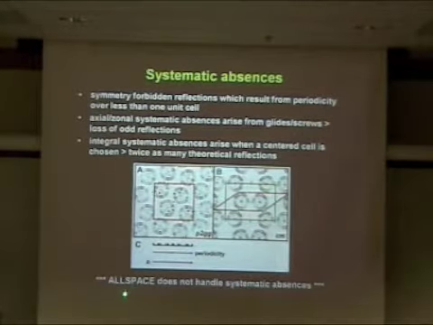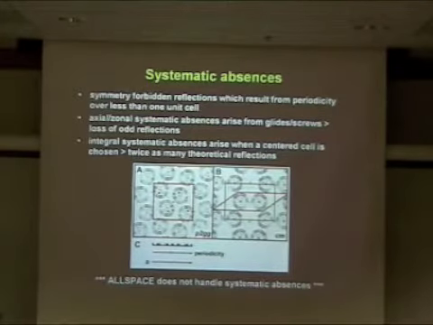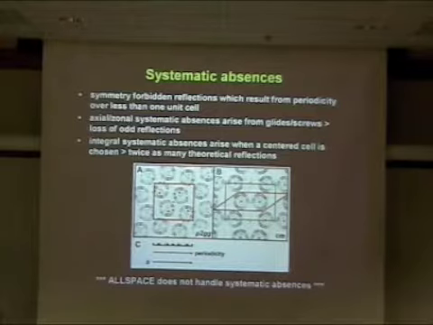So basically, the take-home message is that if you identify systematic absences within your diffraction pattern, within your Fourier transform, you should probably use this to try and narrow down the space group that you might have for your unit cell. And if you get something that's not consistent with a systematic absence, then maybe you need to look at your data more carefully and make sure that you've actually got the right space group.